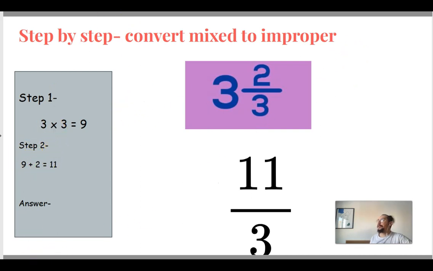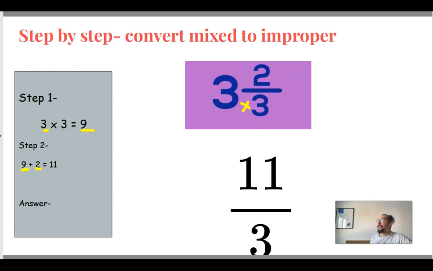What we did first, and I'm going to show you here, we took the whole number and multiplied it by the bottom number. So we got 3 times 3, which is 9. The answer from the multiplication, 9, we took right here, which is step number 2, and we added it to the top number. So we say 9 plus 2 is 11.